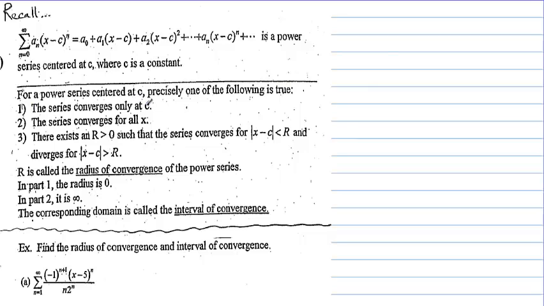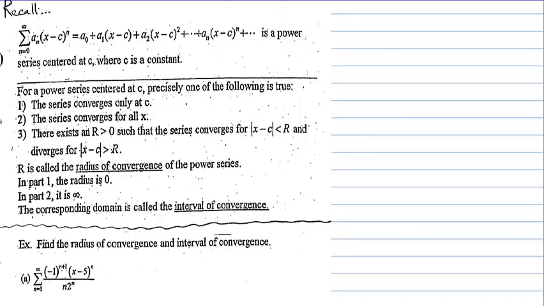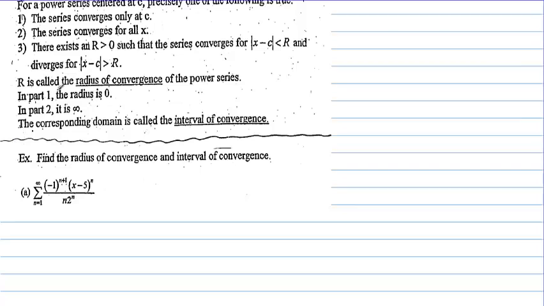The series converges only at c. The series converges for all x. Or there exists an R greater than 0, such that the series converges if the distance from c is less than R, and diverges if it's greater than R. R is called the radius of convergence of the power series. In part 1, the radius is 0, and in part 2, it is infinity. And I think to best explain this number 3 statement, we're just going to look at some examples. The corresponding domain is called the interval of convergence.